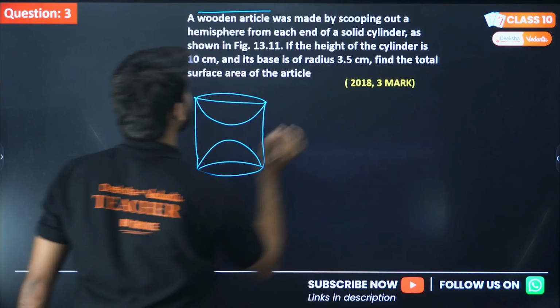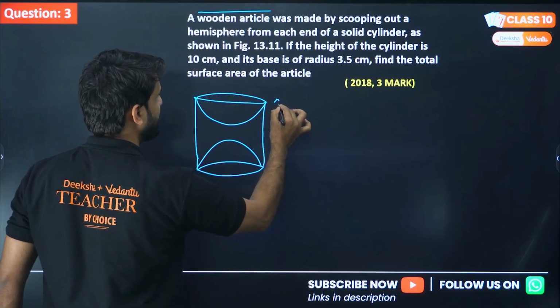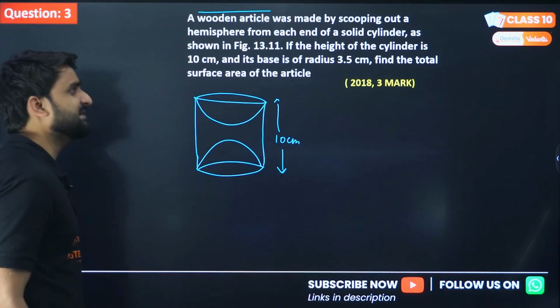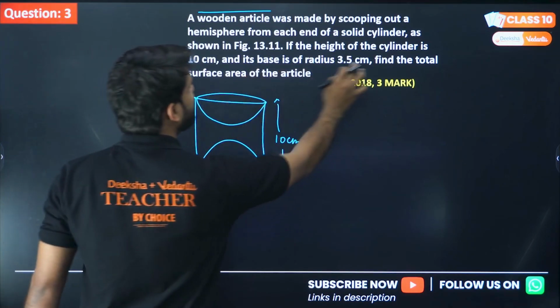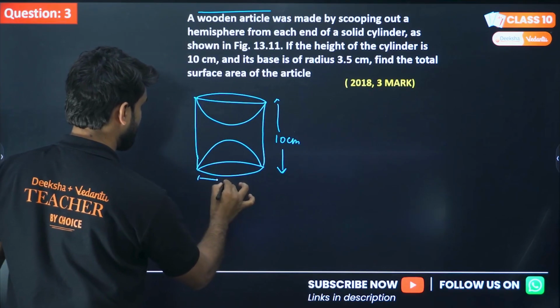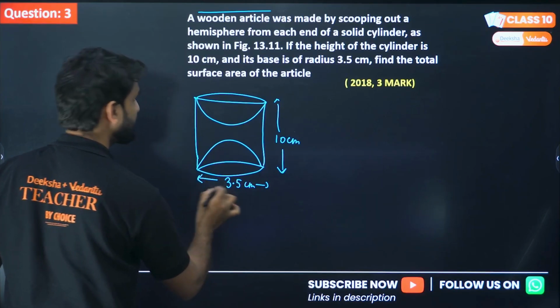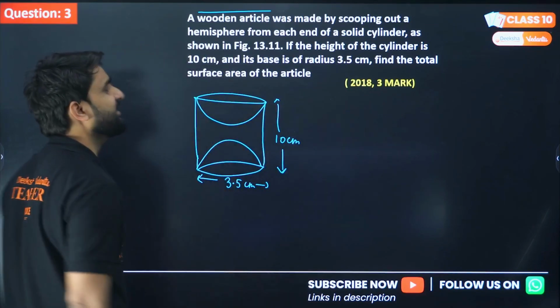If the height of the cylinder is 10 centimeters, mark the values here. So this is the height, 10 centimeter, and its base radius is 3.5 centimeter. So this is 3.5 centimeter, right? Find the total surface area of the article.